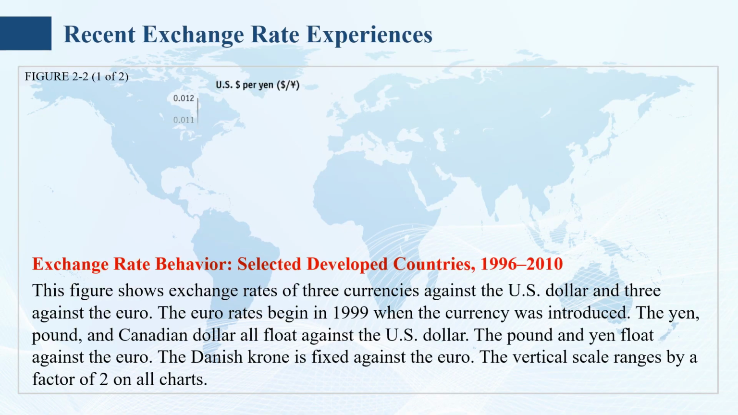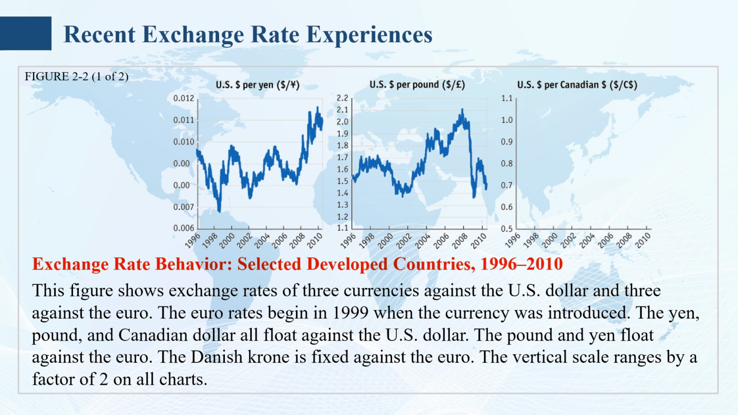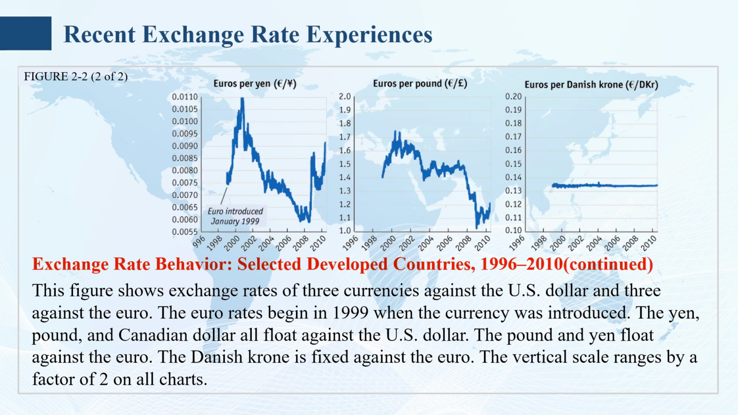Figure 2.2 shows exchange rates of three currencies against the US dollar and three against the euro. The euro rates begin in 1999 when the currency was introduced. The yen, pound, and Canadian dollar all float against the US dollar. The pound and the yen float against the euro. The Danish krone is fixed against the euro. The vertical scale ranges by a factor of 2 on all charts.